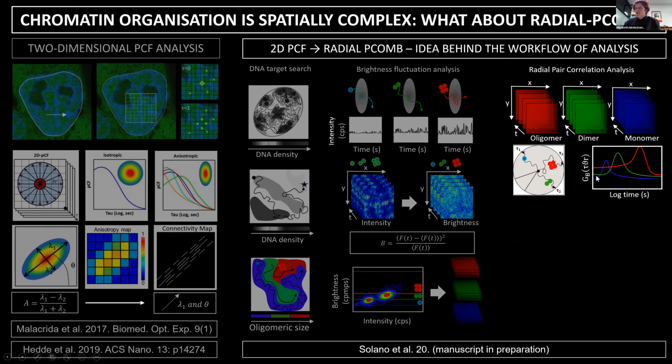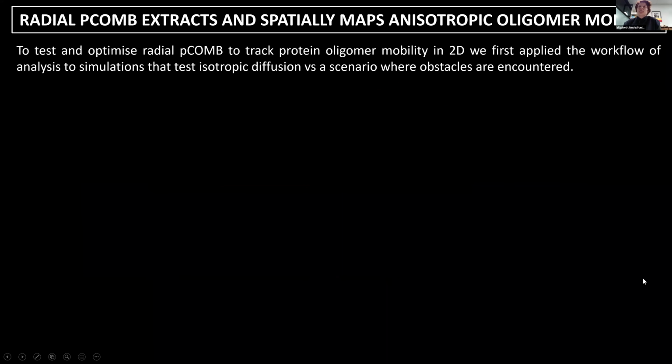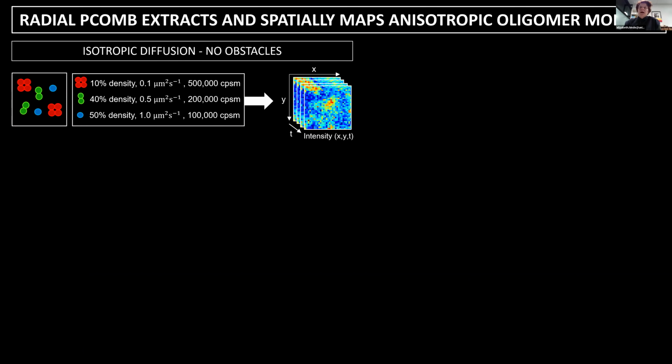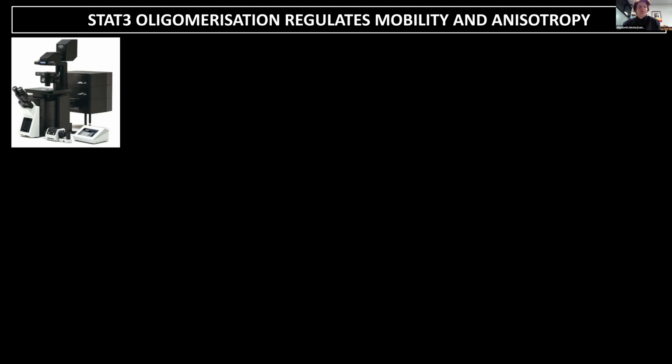This gives us not only the arrival time in a two-dimensional environment, but it also enables us to map the anisotropy of this motion. So where is it interacting with an obstacle? And we found from preliminary data applying this to STAT3, for example, that I won't go through the simulations, just go straight to the STAT3, that you can actually detect the different arrival times.